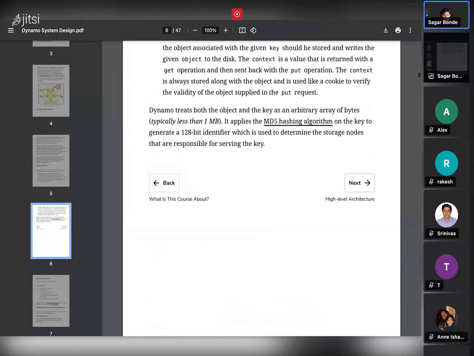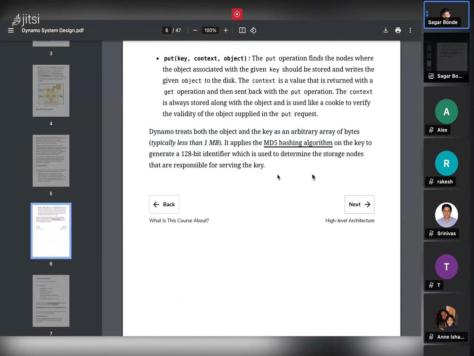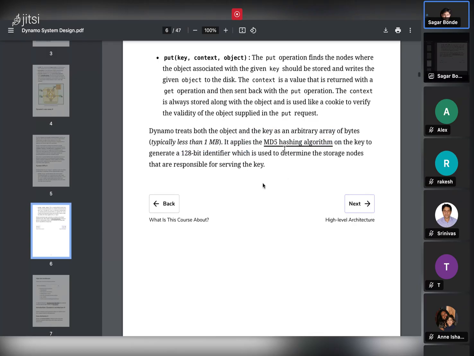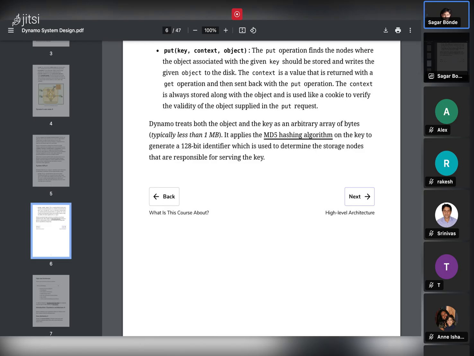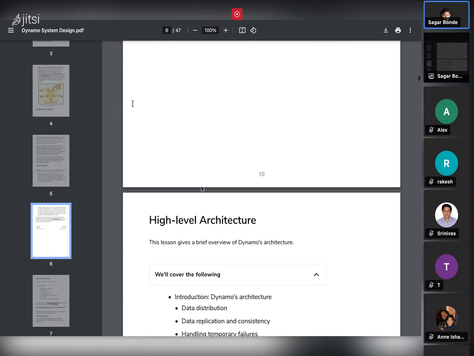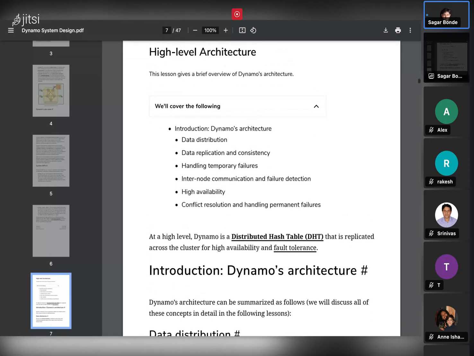Let's start from this. We also discussed the MD5 hashing algorithm for the key, which creates a 128-bit identifier, used to determine the storage nodes that are responsible for serving the key, or the host. Let's continue.